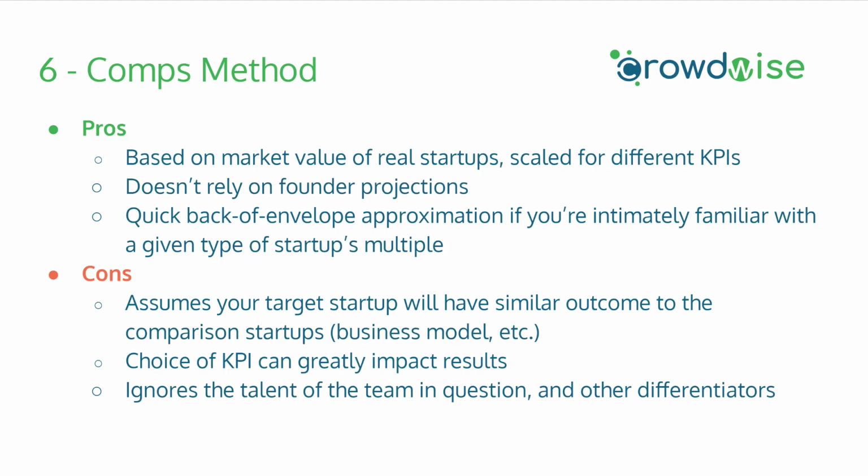Using monthly active users might give you one valuation, but using a revenue approach might give you something else, while earnings and profits gives you still a third. Because of this, it's important to know what the most important KPI is for your industry or use a combination. And lastly, it ignores the talent of the team in question and other differentiators. You're basically just looking at hard numbers and assuming it's going to be similar to outcomes that have occurred in the past. Because of this, you need to think of how that actually should be adjusted if the team is, for example, phenomenal or less than average.